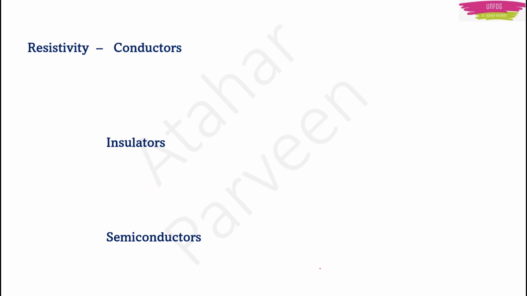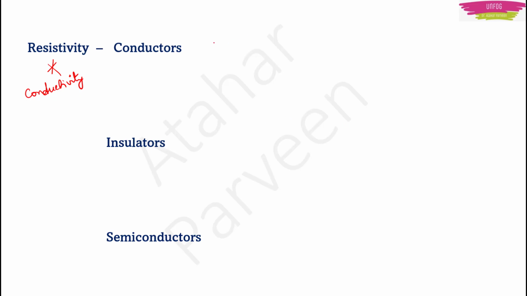Now if I want to talk about the resistivity of these three, conductors, insulators and semiconductors, by now you must have got an idea, right? First of all, what is resistivity? It is the property of a material that tells how that material opposes or resists the flow of current through it. Now what is conductivity? Conductivity is the opposite of resistivity. It is a property of a material by virtue of which it allows current to pass through it.